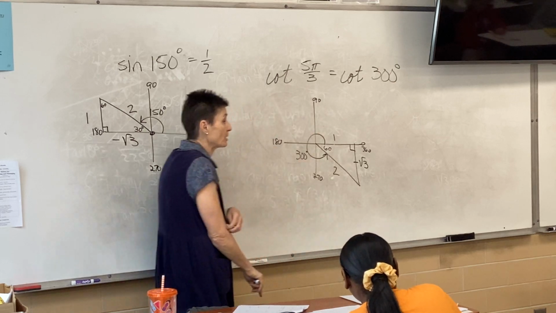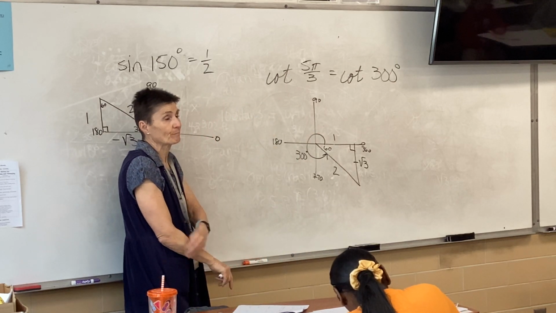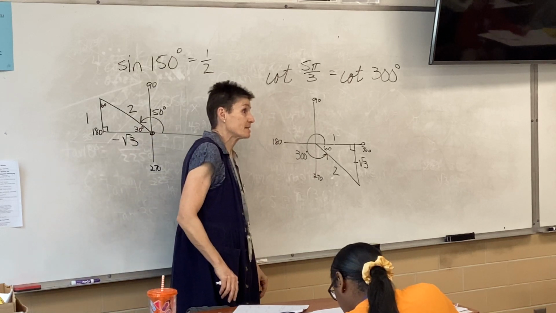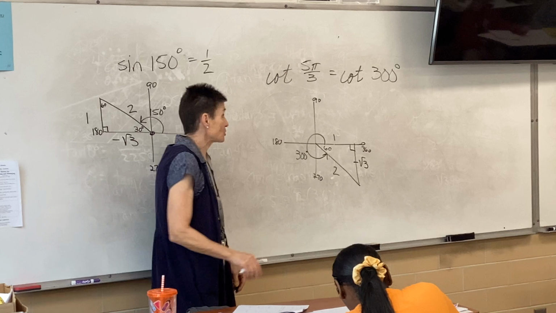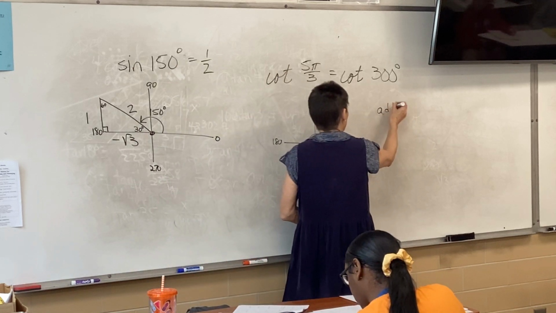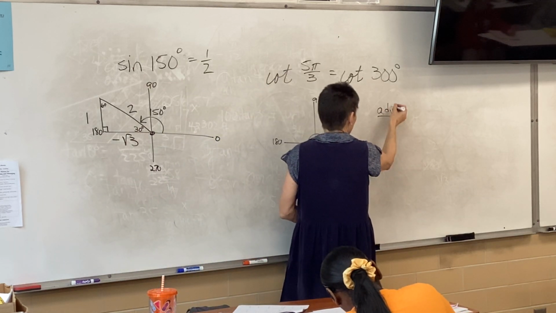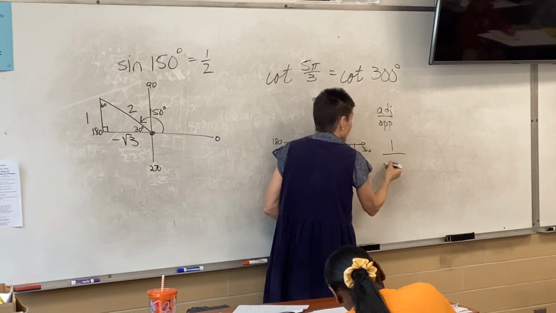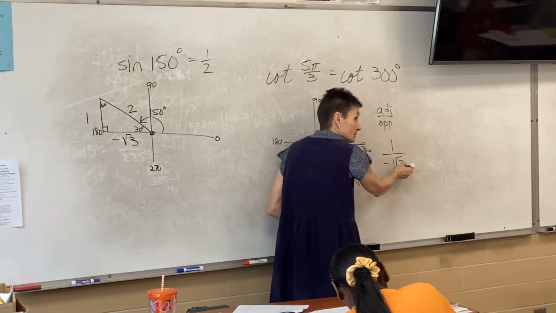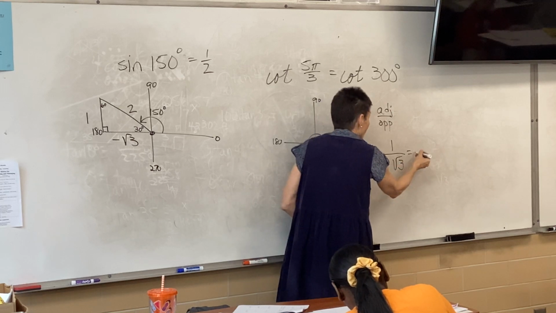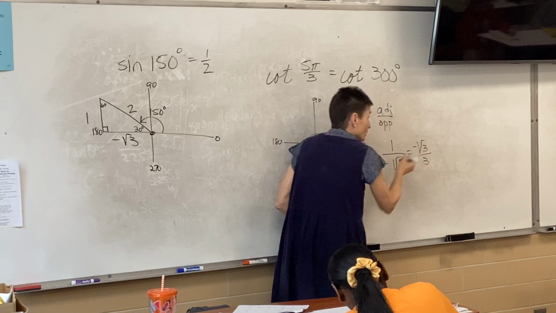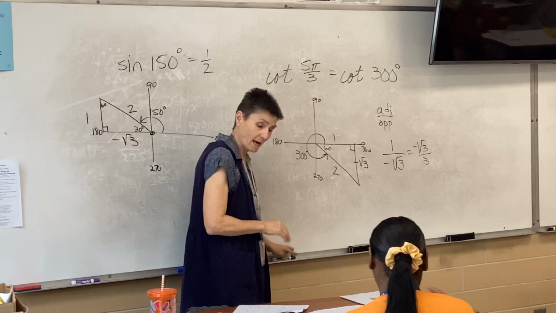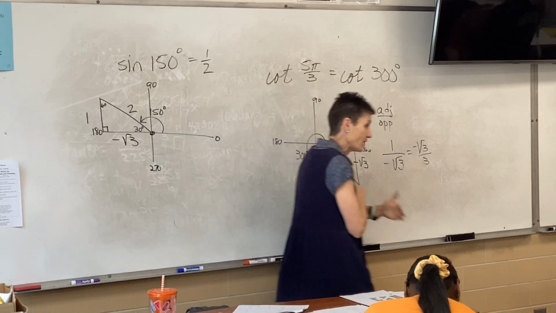I want cotangent. What's cotangent? Adjacent over opposite. It's the reciprocal of the tangent. So it's adjacent over opposite. So that would be 1/-√3. Or -√3/3. Alright. Good, very good work. There are lots to remember there. We will pick up there.